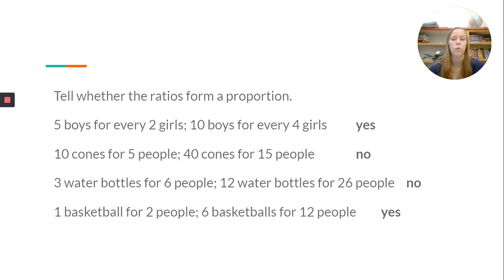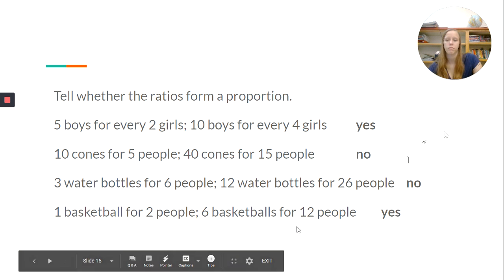10 times 4 is 40, but 5 times 4 does not give you 15. The next one is also no. 3 times 4 gets you to 12, but 6 does not get to 26. And then the last one is correct also. 1 times 6 is 6, and 2 times 6 is 12.